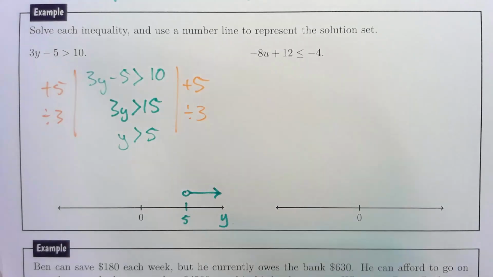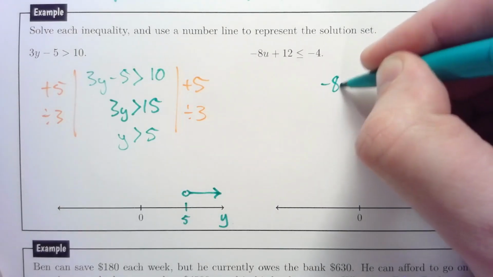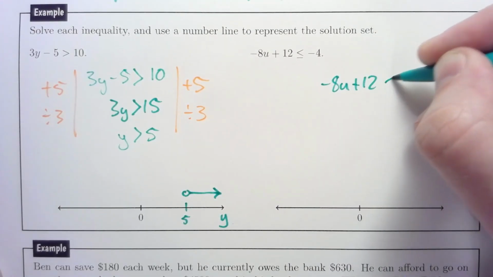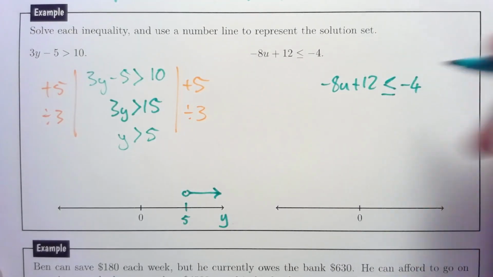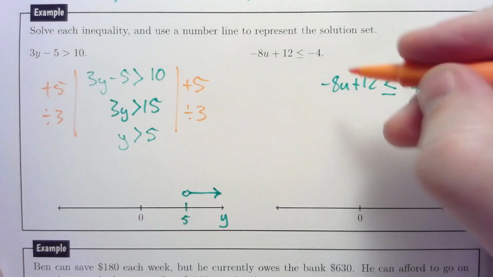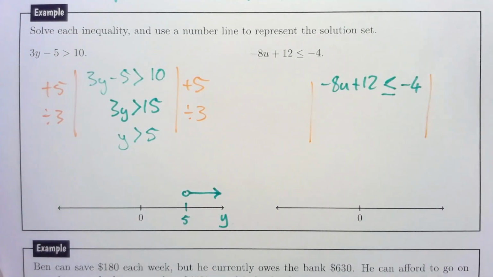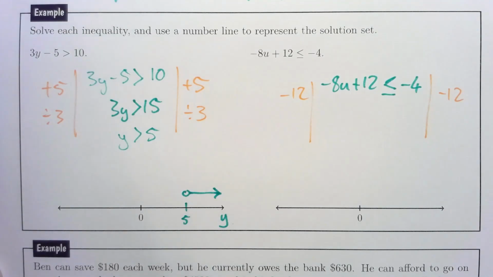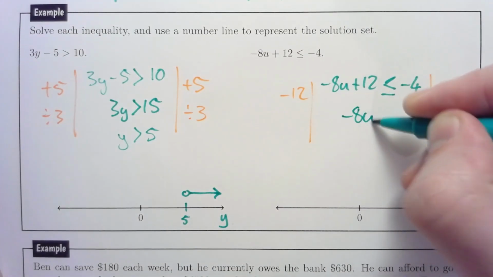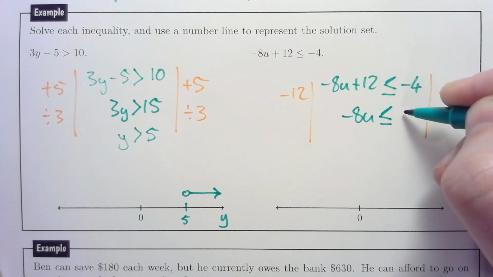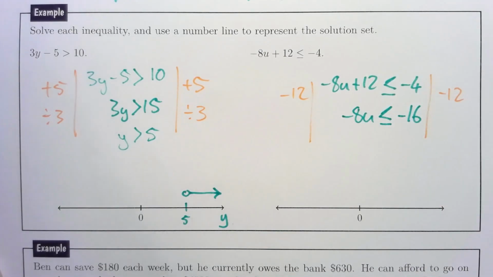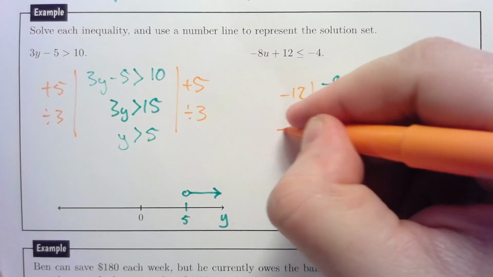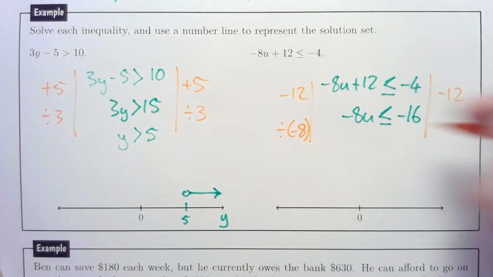If we have negative 8u plus 12 is less than or equal to negative 4, the first thing we'll do is subtract 12 from both sides. If we've done that, we get negative 8u is less than or equal to negative 16. Then we need to divide by negative 8.